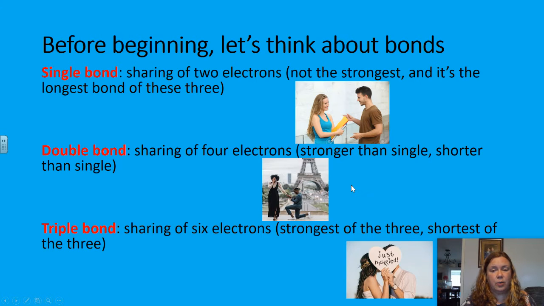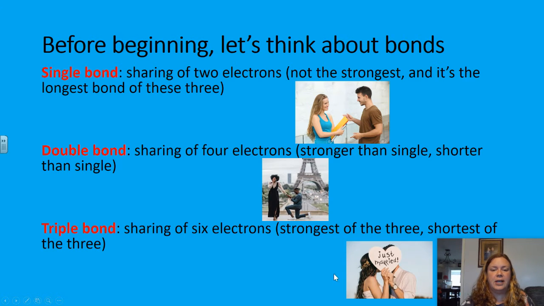So you haven't totally tied the knot yet, but you're very committed to each other. Therefore, it is more difficult to break a double bond than it is to break a single bond. And it's stronger and it's a shorter bond, meaning that they're closer together than the people who are just talking.